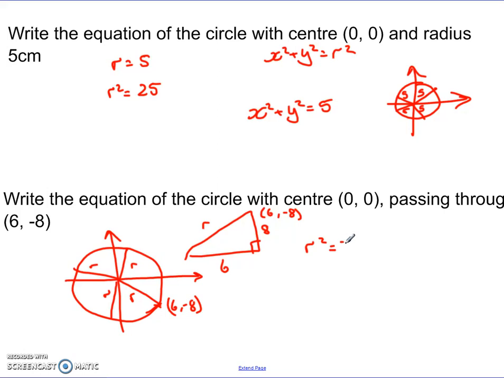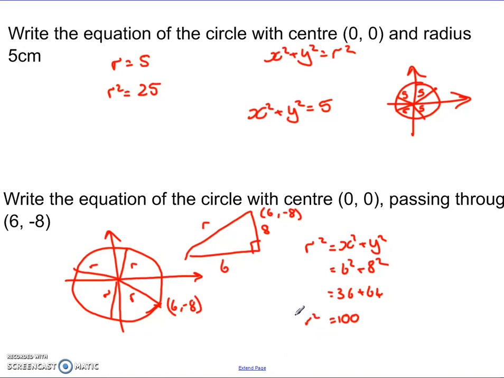Because I know r squared equals x squared plus y squared, which is equal to 6 squared plus 8 squared. 6 squared, 6 6s are 36, 8 8s are 64, so it's equal to 100. So I know that r squared is equal to 100.